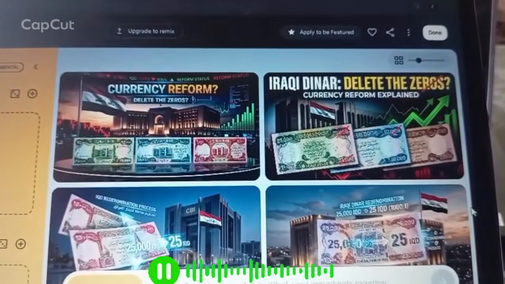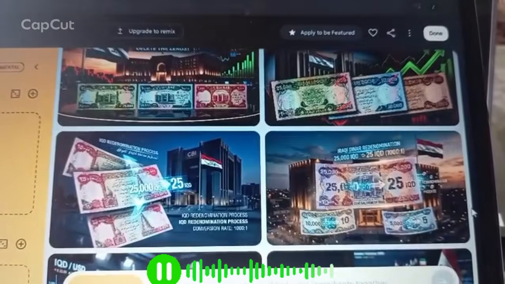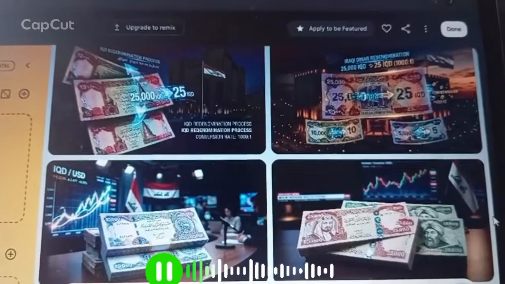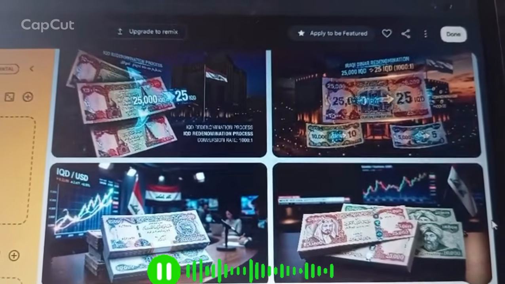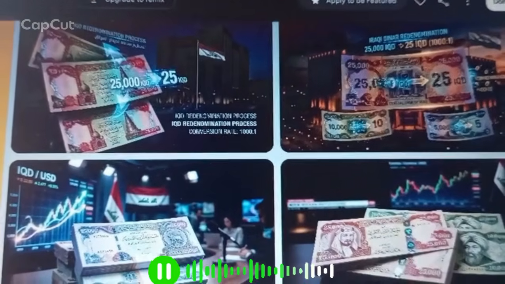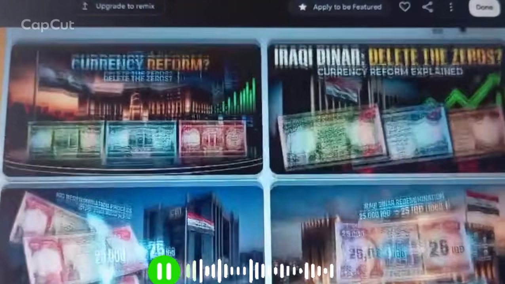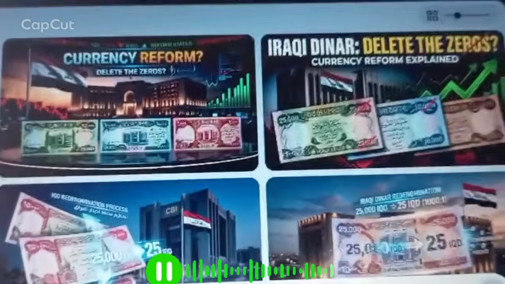Iraqi currency reform can be significant without requiring exaggerated predictions. The strongest analysis is based on what authorities actually announce, how the banking system responds, and whether the reform is supported by sustainable economic fundamentals.